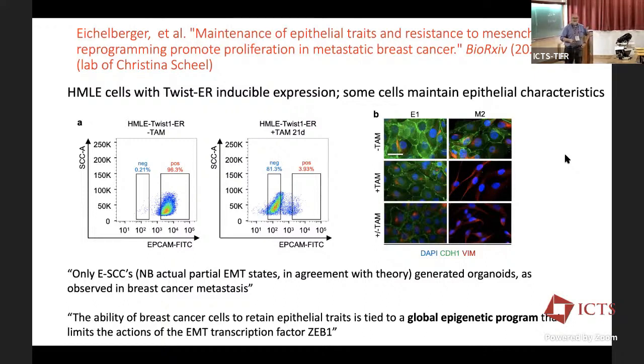So this is a paper about EMT again. This is done not with inducing snail, as in my nominal graph before, it's done by inducing a different transcription factor called twist. Okay, so twist is inducible in this particular experiment, and these are mammary cells that normally, of course, are epithelial, and then we're going to try to induce EMT. And what they did is they just did that.